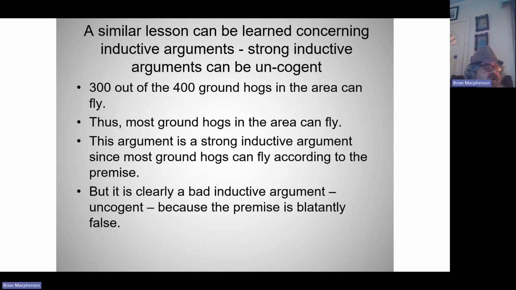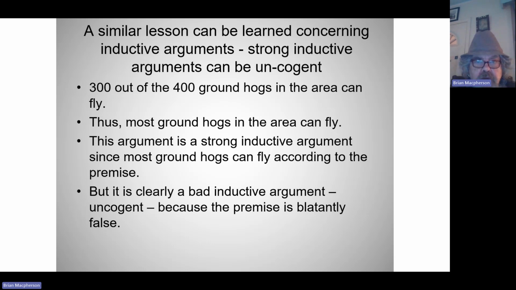A similar lesson can be learned regarding inductive arguments. Strong inductive arguments can be uncogent. So let me give you the following argument. 300 out of 400 groundhogs in the area can fly. Thus, most groundhogs in the area can fly. Well, we all know that groundhogs don't fly. We know that the premise is false. However, if the premise were true, then the conclusion would probably be true. If it really were the case that 300 of 400 groundhogs in the area can fly, then it really would probably be the case that most groundhogs in the area can fly.